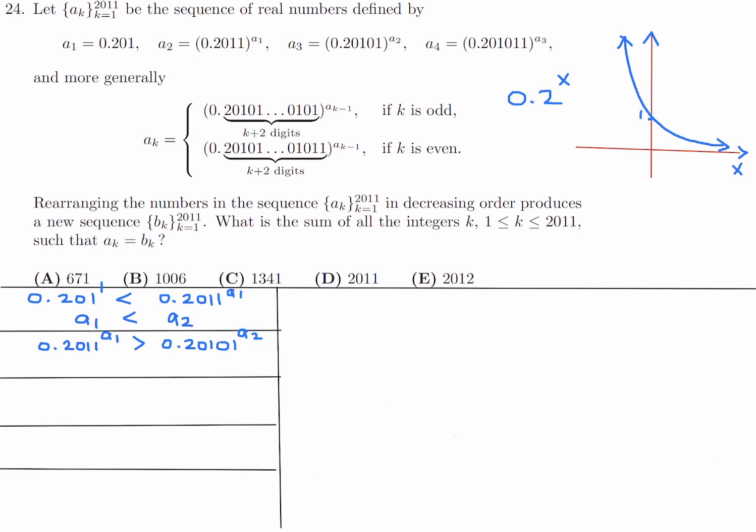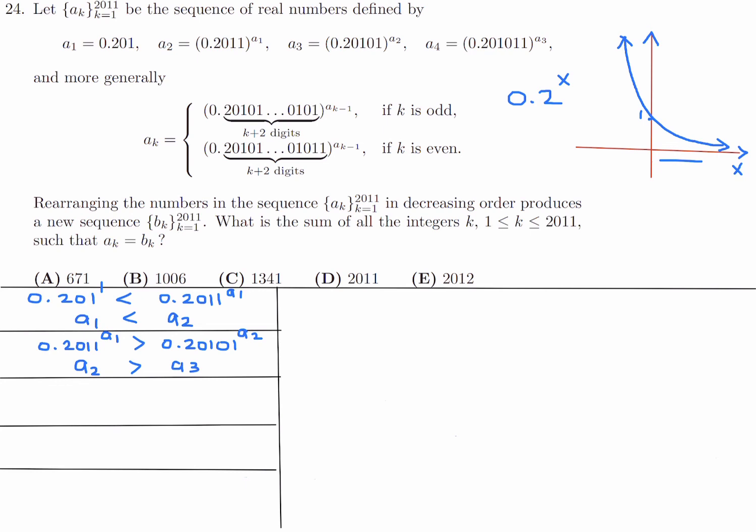A1 and A2. Well, I just proved that A2 is greater than A1 up here. So since A2 is greater than A1, if you're going this way, the numbers are getting smaller. So if I have a larger exponent, the number will be smaller. So that means, indeed, this holds true. So that means that A2 is greater than A3. That is my second finding.